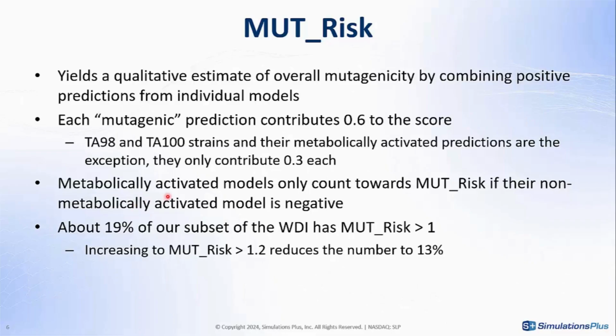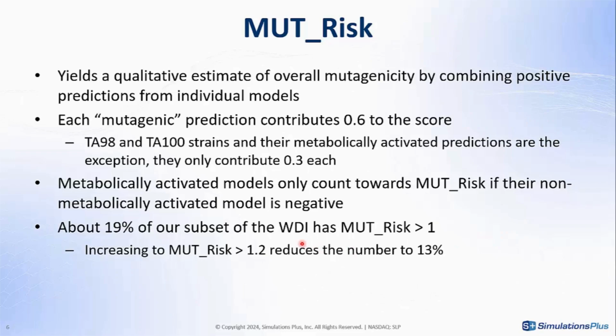And then if you want to score a positive for something that's metabolically activated, it only counts if the one for the non-metabolically activated model is negative. So this would indicate that a metabolite was responsible for the positive in that assay. So what we would do is take all the outputs from the various models and give 0.6 if it's a positive, except for these two. And then, again, only the metabolically activated ones would count as a positive, so you wouldn't double count those.